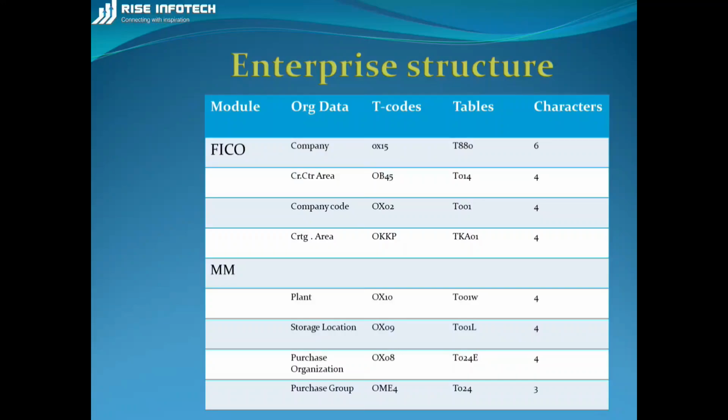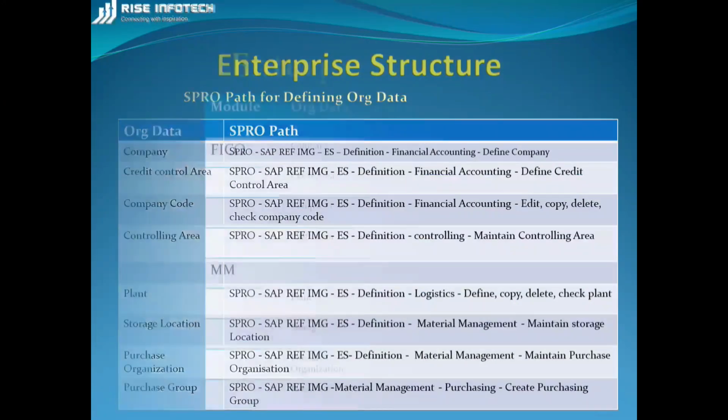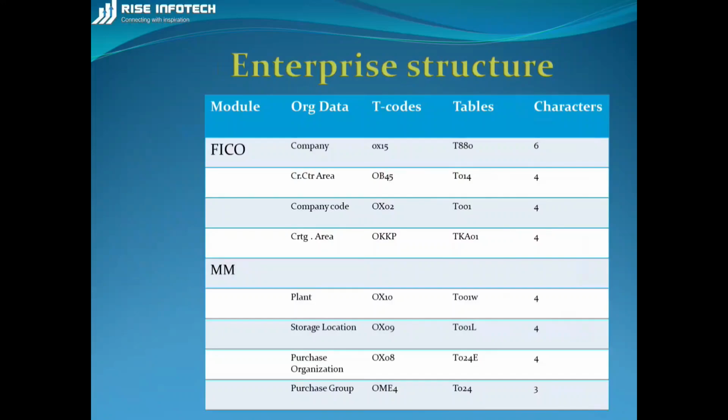Coming to the MM module. MM stands for Material Management. Plant is an organizational unit within logistics where we can store. For plant creation, the T-code is OX10, the table for plant is T001W, and it has 4 characters. Storage location: in a storage location we can store the raw materials or semi-finished goods. That is called a storage location. For creation of a storage location, the T-code is OX09, and the table for storage location is T001L. It also has 4 characters.